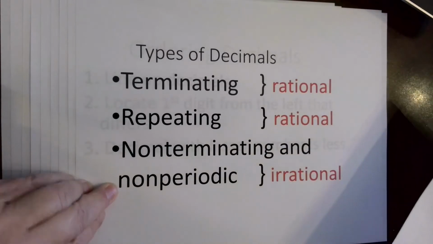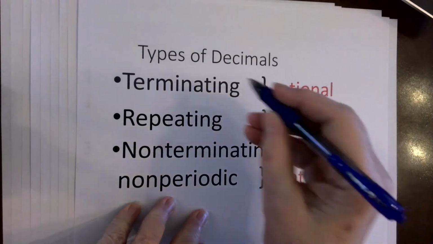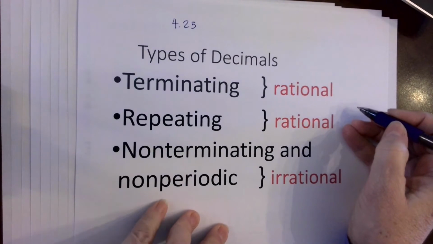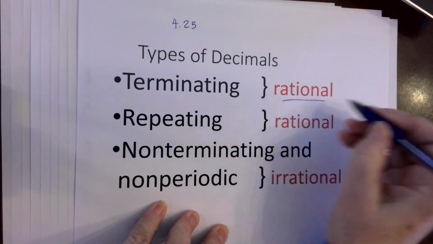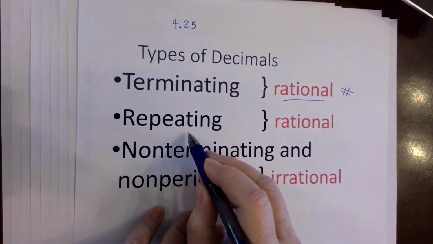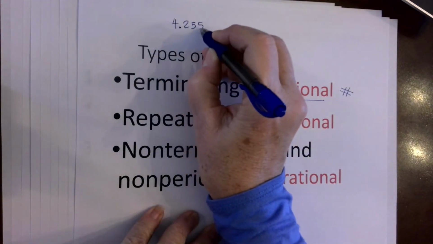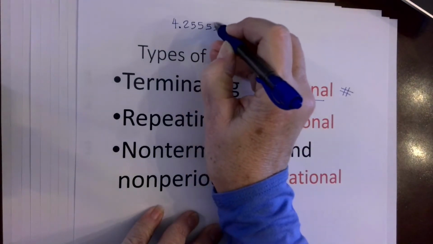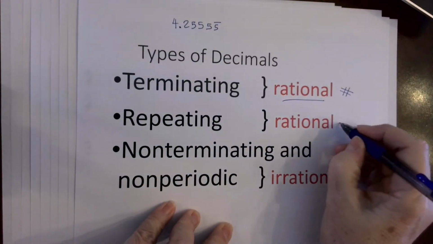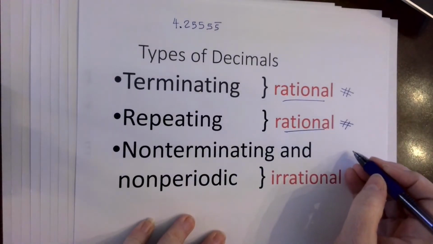There are three kinds of decimals. Some decimals terminate. Terminate means stop, like 4.25. That stops because I stopped writing. That's a rational number because the decimal terminates. Repeating is a second kind of decimal. What if it's 4.25555 forever and ever? Then you'd put a line over the 5, so we would know the 5 repeats. That's still a rational number because the decimal repeats.